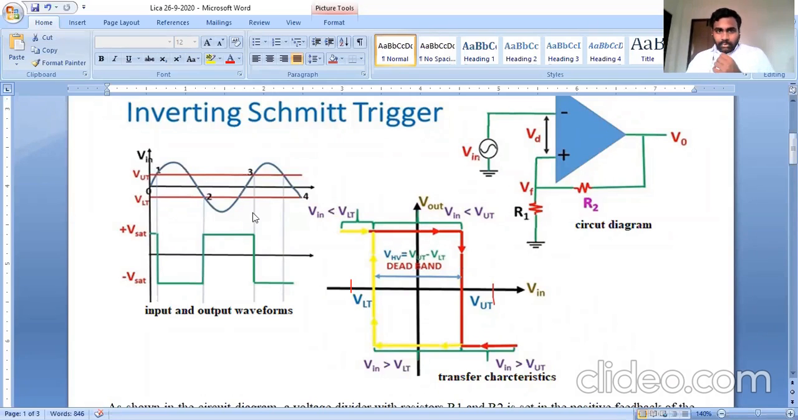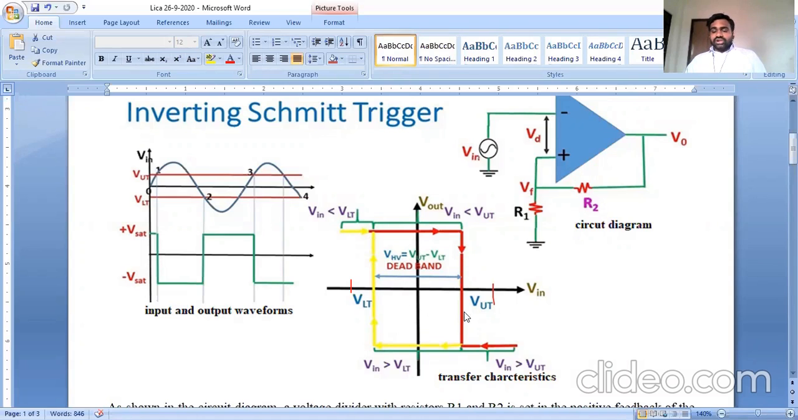That means here we have 4 time instants: from 0 to 1, from 1 to 2, from 2 to 3, and 3 to 4. At which particular instant is the output voltage in positive saturation? In the condition of positive saturation, what is the behavior of input voltage with respect to the upper threshold, and with the lower threshold? What is the behavior of output voltage, positive saturation or negative saturation? This is analyzed with respect to the transfer characteristic of the inverting Schmitt trigger.